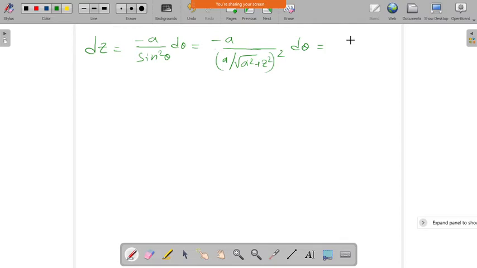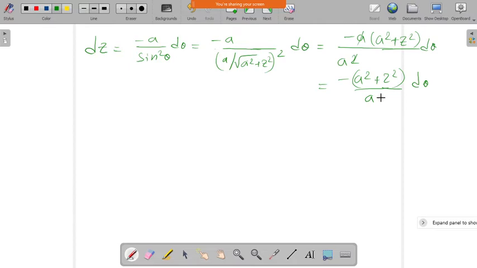So this we can write as minus a by a square, so if I take this into the numerator, it will become a square plus z square. Now the a gets cancelled, so one a will get cancelled, and we will have a square plus z square divided by a into d theta. So now we have this one.